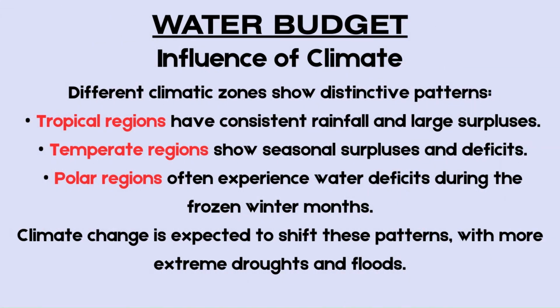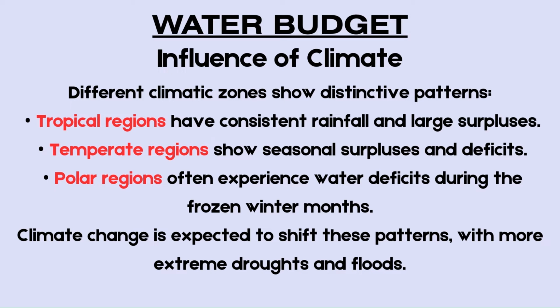Climate significantly impacts the water budget. Tropical regions often have a water surplus due to consistent rainfall, which supports abundant water availability throughout the year. Temperate regions tend to have seasonal variation in their water budgets, with a surplus in winter and a deficit in summer. Polar regions, where precipitation is low and temperatures are cold, often experience a negative water budget, particularly during the winter months.